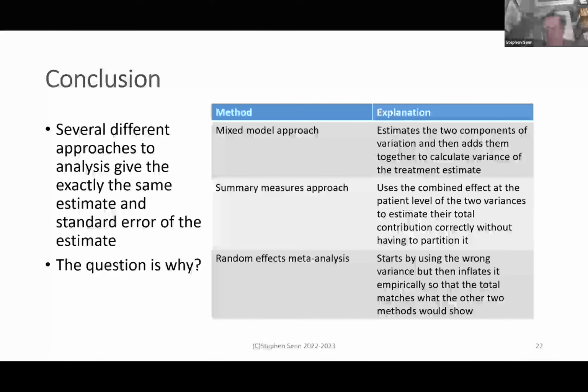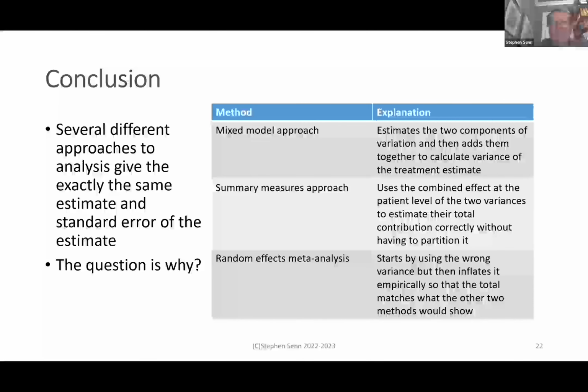So the mixed model approach and the summary measures approach give the same answer. The former has the advantage that it can separate the variance components, which is useful for different purposes, but it's not actually relevant for the purpose here of estimating the mean in the balanced case.